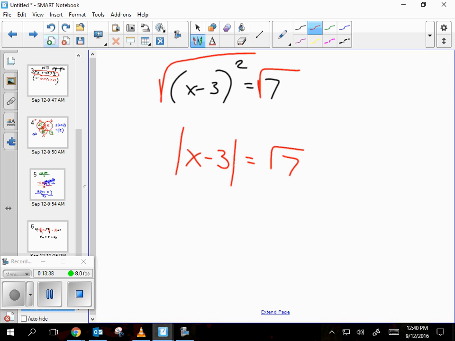Yes. The absolute value of x minus 3. For some of you, you're like, what are you even talking about? It's because we did the square root of a variable. When you have x squared, and you square root it, you don't get x. You get the absolute value of x.